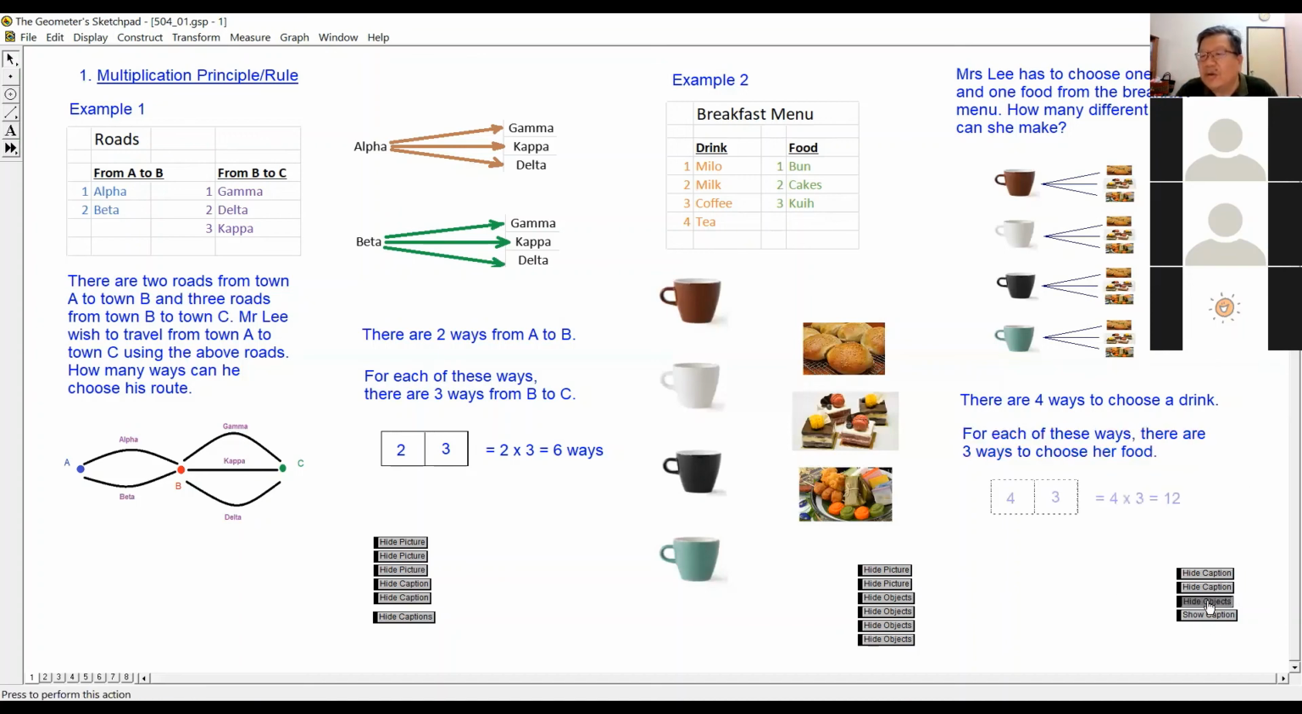Okay, so again, we try to create 2 boxes. Why 2 boxes? Because the first box is for the drink. The second box is for the food. Okay, so the answer is 4 times 3. Because we want to times or multiply, this rule is called the multiplication rule or the multiplication principle. So the answer is 12 different ways.